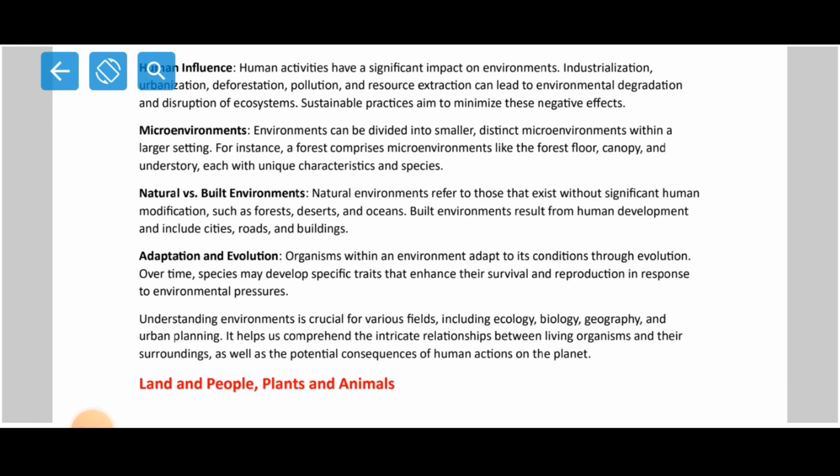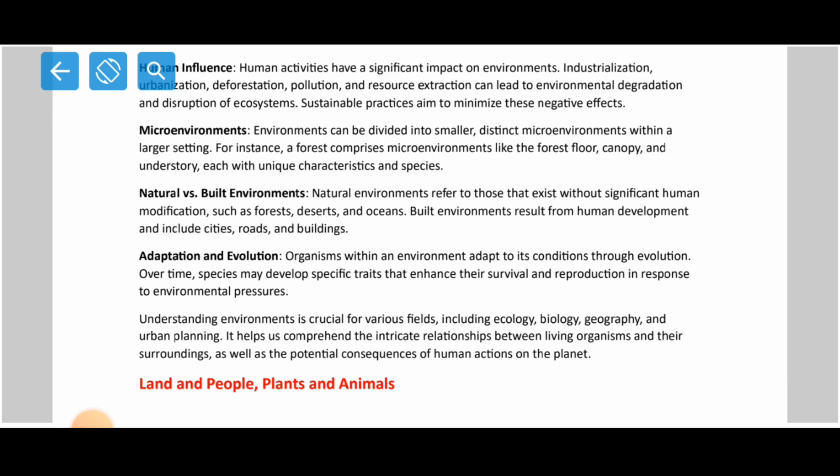Adaptation and evolution. Organisms within an environment adapt to its conditions through evolution. Over time, species may develop specific traits that enhance their survival and reproduction in response to environmental pressure. Understanding environment is crucial for various fields including ecology, biology, geography, and urban planning. It helps us comprehend the intricate relationship between living organisms and their surroundings, as well as the potential consequences of human actions on the planet.